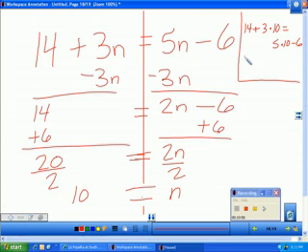This side of my equation, I've got 14 plus 30, because that's 3 times 10, equals 5 times 10, which is 50, minus 6. 14 plus 30 is 44. 50 minus 6 is 44 also. So I know that I did the problem correctly.